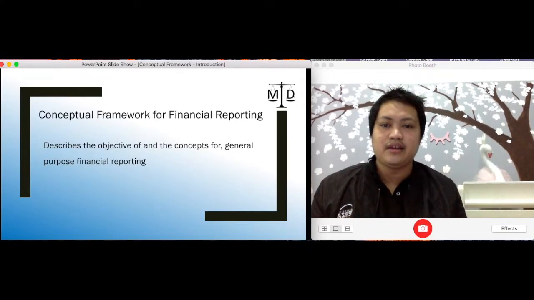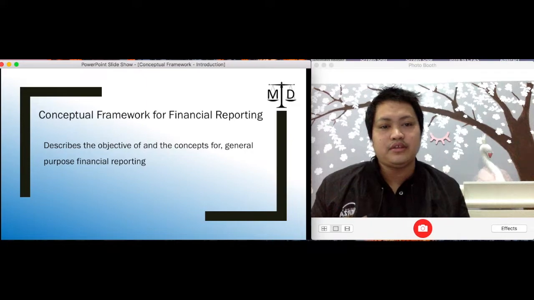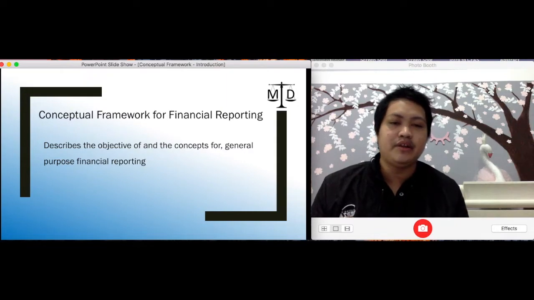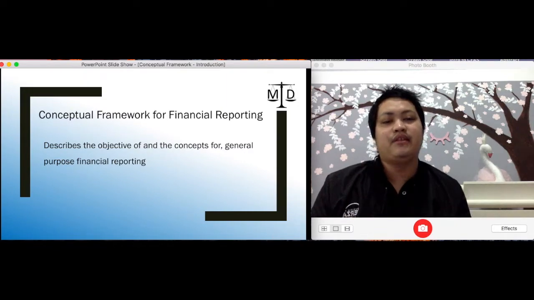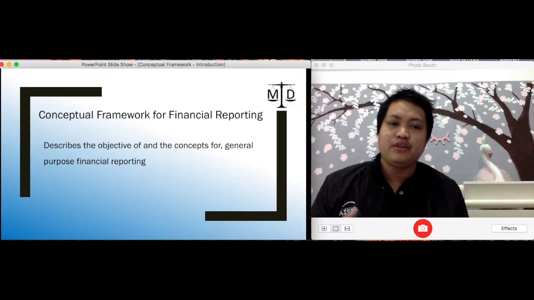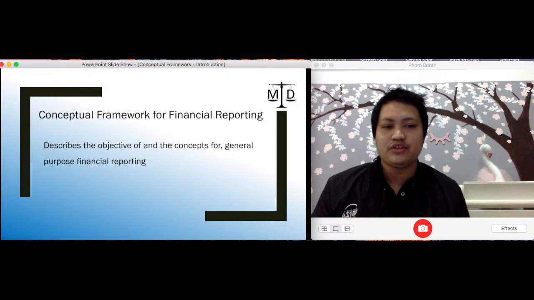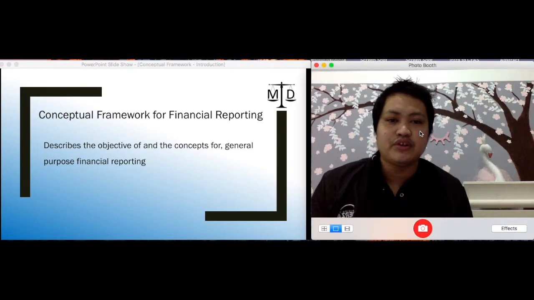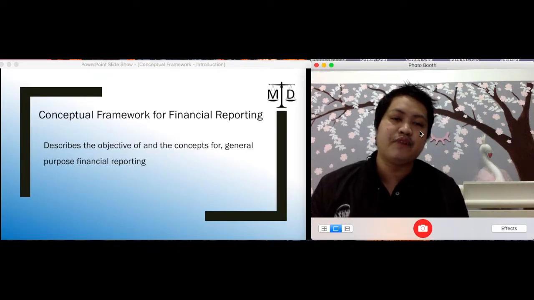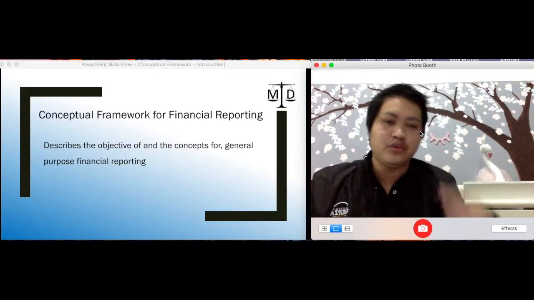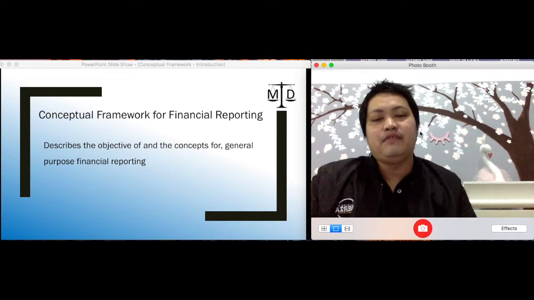As earlier stated, the framework serves as the core principle, the main guiding principle in the development of accounting standards. So with the framework, it sets out what should be the objective of general purpose financial reporting. If the objective is to provide useful financial information, then every standard that will be developed by the IASB should work toward achieving provisions that will result in financial statements that provide financial statement users with useful financial information.